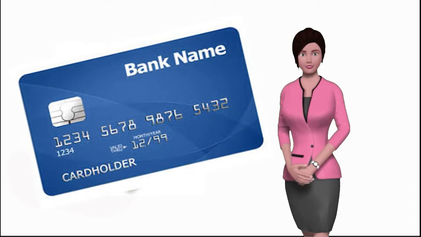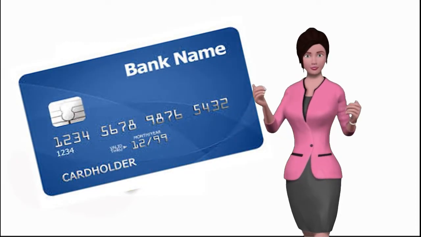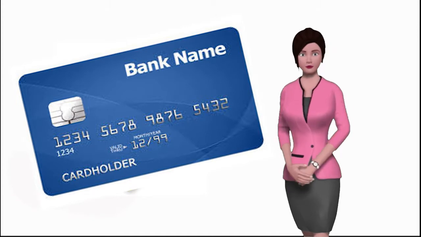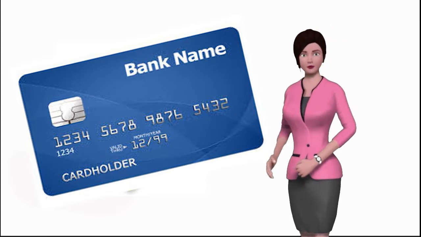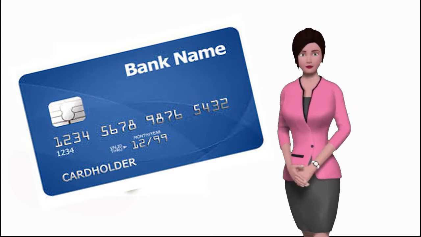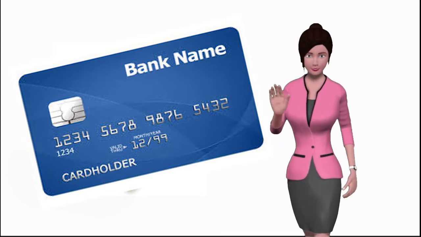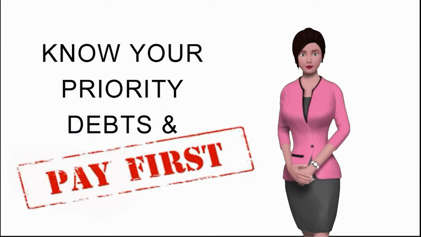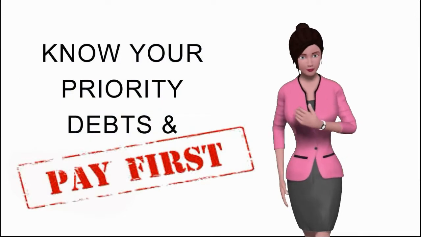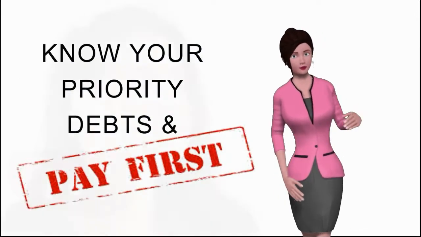You may tell them that you can't afford to pay them because you have your rent or mortgage to pay. The credit card company may say the rent or mortgage is not as important as the payment to them. They shouldn't be saying this. But some companies will tell you this. Always remember, it's very important to know which debts are your priority debts. If you do have financial problems, you must pay the people who are priority first.